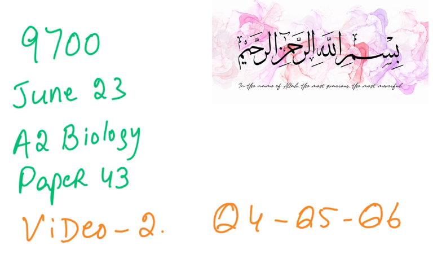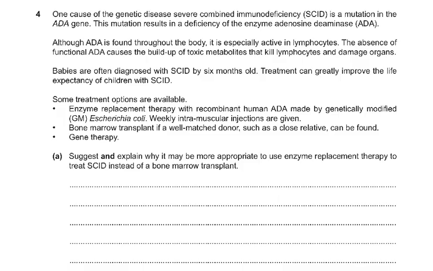We start another paper 4.3, video 2, which is questions 4, 5 and 6. Question number 4.1: the cause of the genetic disease severe combined immunodeficiency, SCID, is a mutation in the ADA gene. This mutation results in a deficiency of the enzyme ADA, adenosine deaminase. Although ADA is found throughout the body, it is especially active in lymphocytes. The absence of functional ADA causes the buildup of toxic metabolites that kill lymphocytes and damage organs.